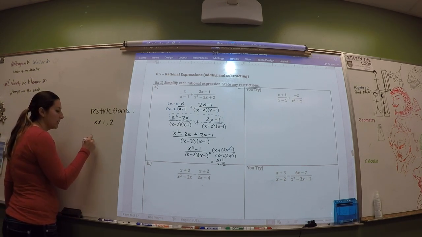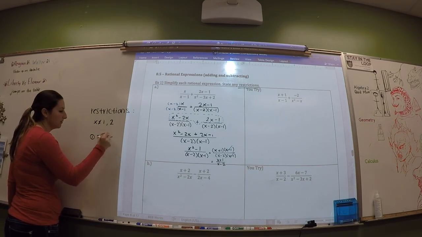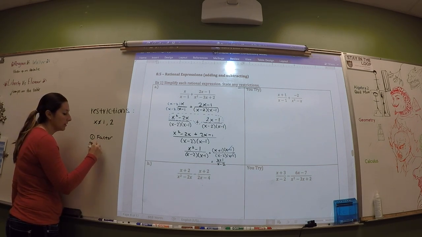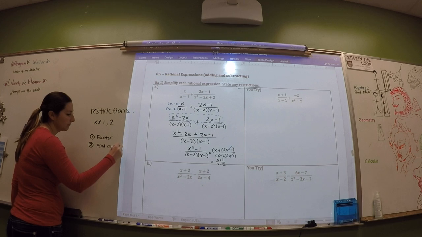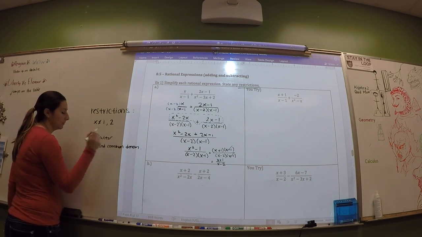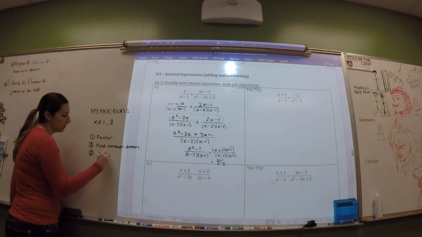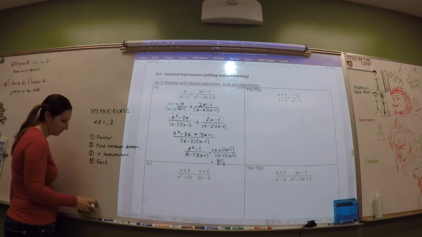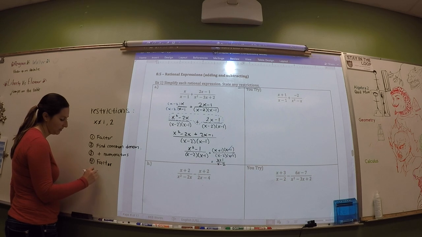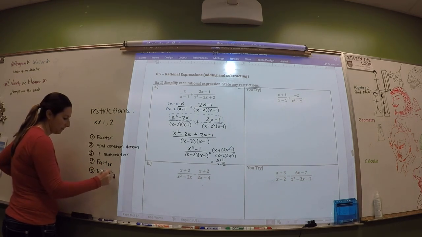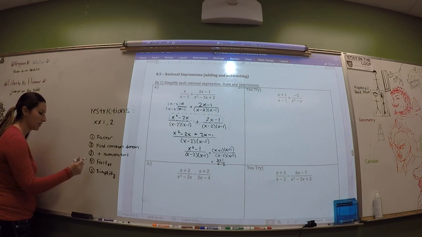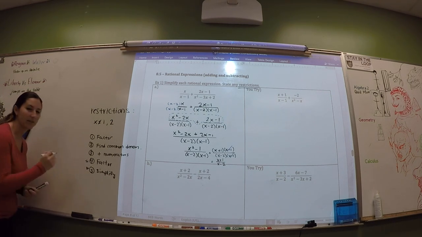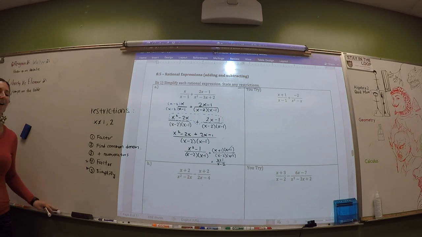Alright, so step 1, factor. Step 2, find common denominator. Step 3, add numerator. Step 4, factor again. Step 5, simplify. These last 2 steps are sometimes not necessary. Asterisk. They're optional. Well, not optional. Like, if applicable. There we go.